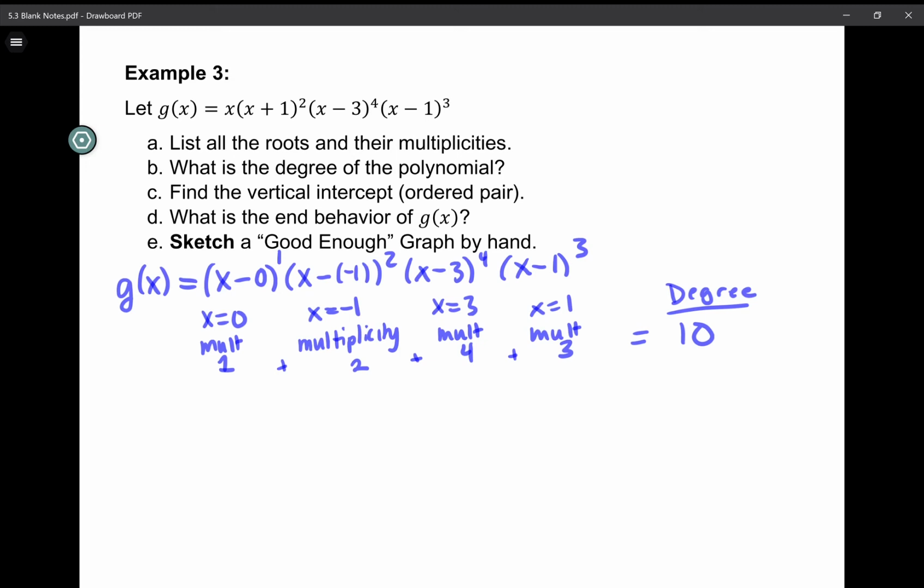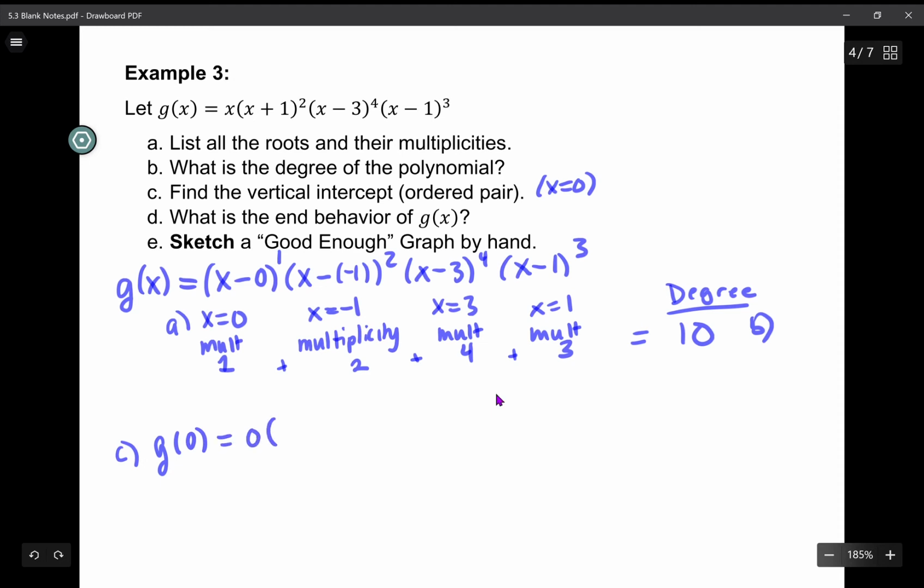Find the vertical intercept. Do we remember how to find the vertical intercept? In a previous video, I said how to always find it. And remember, the vertical intercept is always when x is 0, right? We're not left or right. So to find the vertical intercept, this is part C. I guess this was sort of part A, this is part B. To find the vertical intercept, you're going to plug in 0 for x. g of 0 equals 0 times 0 plus 1 squared times 0 minus 3 to the 4th times 0 minus 1 cubed. And I'm not even bothered to figure that out because if I multiply 0 by something, I'm going to get 0. So my vertical intercept is the point (0, 0), which is also a horizontal intercept in this example.